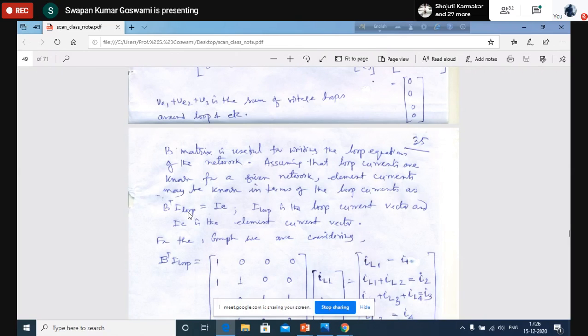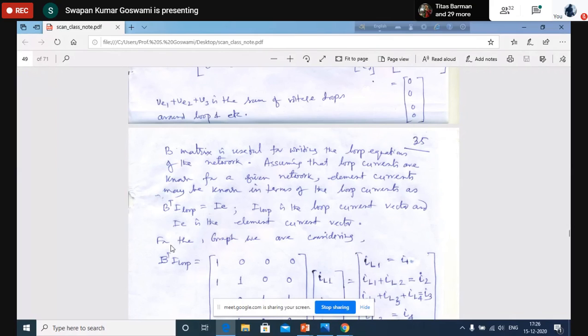Now let us pre-multiply this I loop. We have solved the network equation using the loop analysis technique, so we have obtained the values of I loop, all the 4 loop currents, and we have entered those 4 loop currents in this vector. This loop current vector is now being pre-multiplied by the transpose of matrix B.